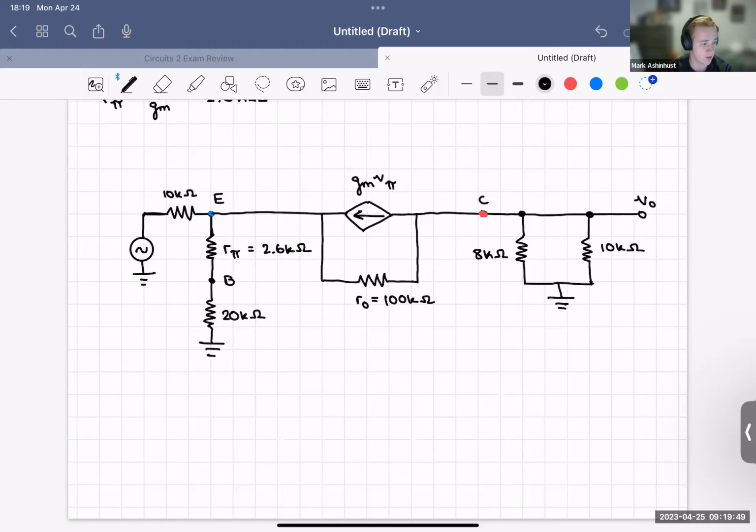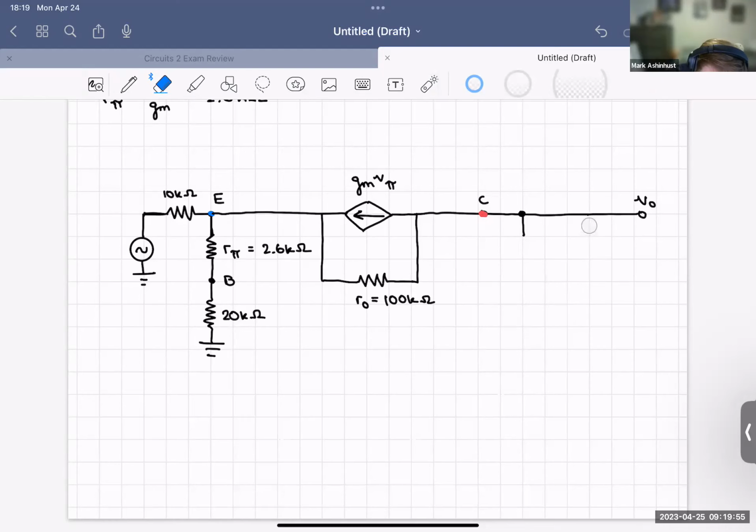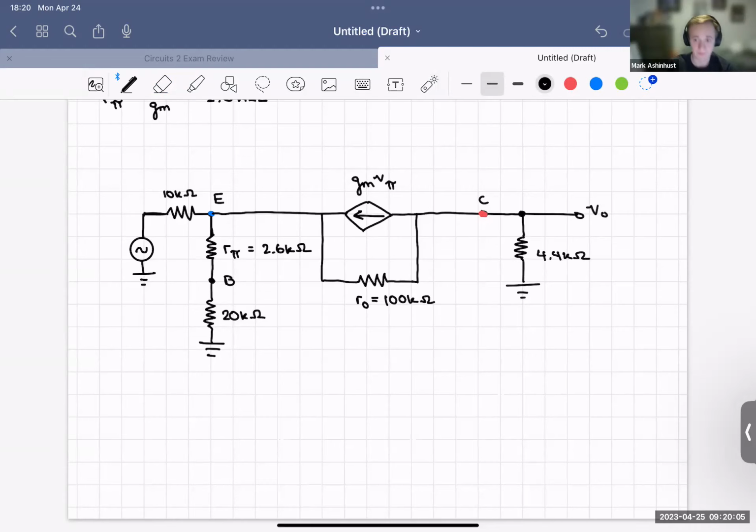So it'd be 4.44 kilo ohms. So I'll actually erase that there, and I'm going to redraw this quickly. Yeah, and then we could just redraw this as 4.4 kilo ohms with our V out. So that's the model. That's what we're going to keep for now.